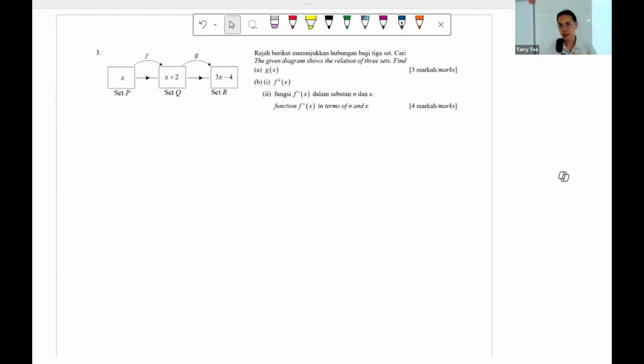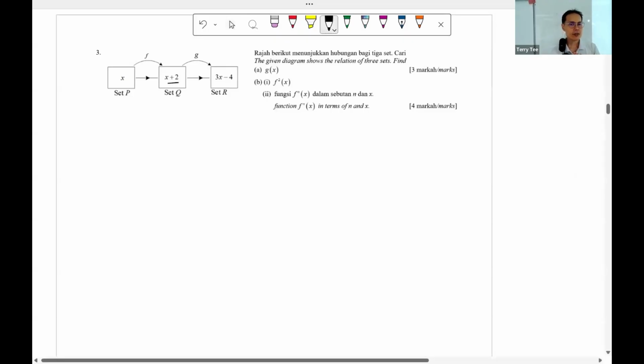Okay, moving on to question number 3. This is from Form 4 chapter 1 function. The given diagram shows a relation of 3 sets. Find g(x), f squared of x, and f^n(x). Okay, so let's start by finding g(x). Now I hope you understand this diagram. This one means what? This is from x mapped onto x plus 2, meaning my f(x) is x plus 2.